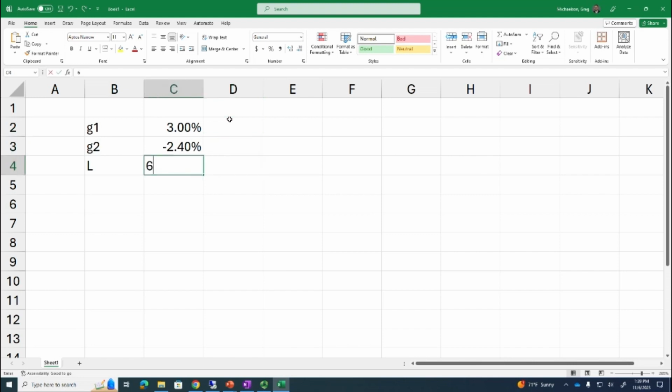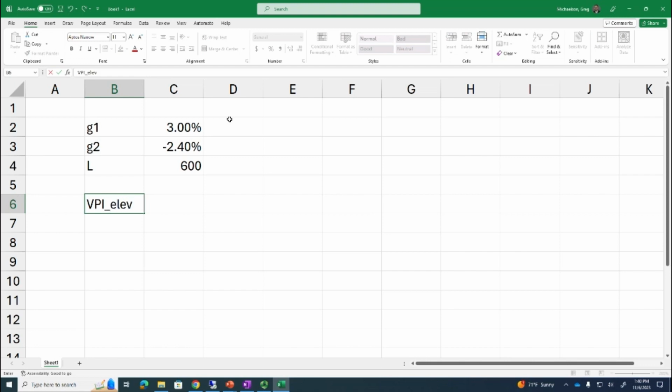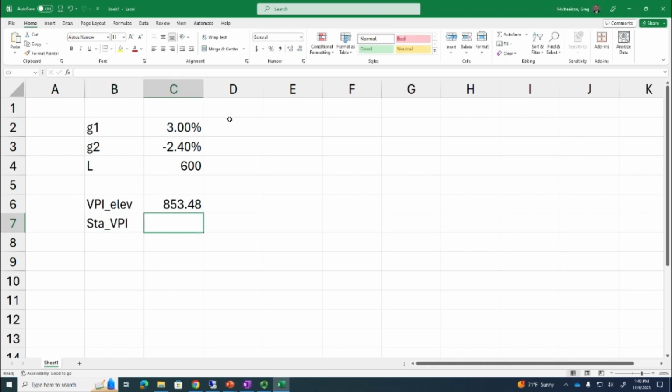So we're going to use 600 feet, okay? So everything that I'm about to do, I'm going to do this problem, but I'm going to do it in Excel, and I'm going to show you some formatting tips and some tricks that can make your life a little easier. Okay, so what were we given at the beginning of the problem? We were given for the VPI the elevation, which was 853.48, and we were given the station, which was 4670.